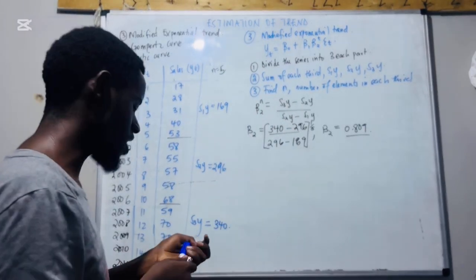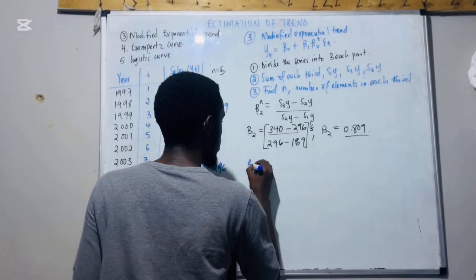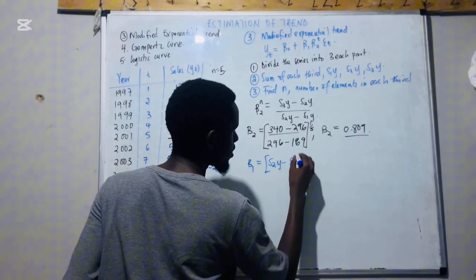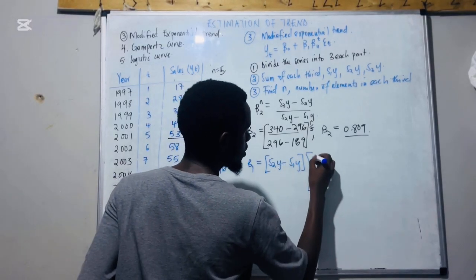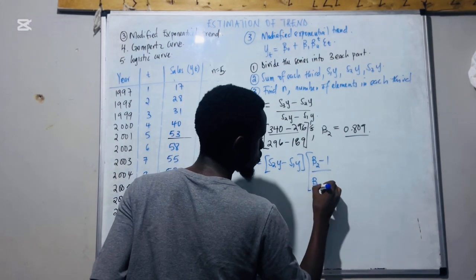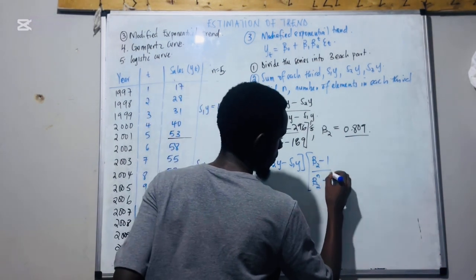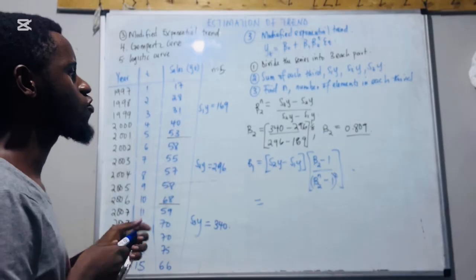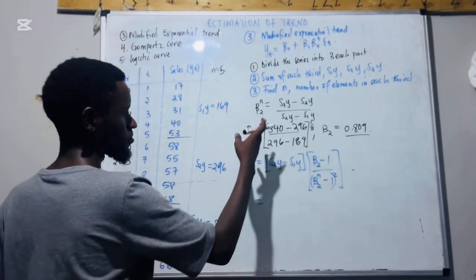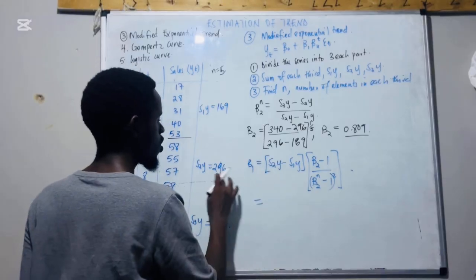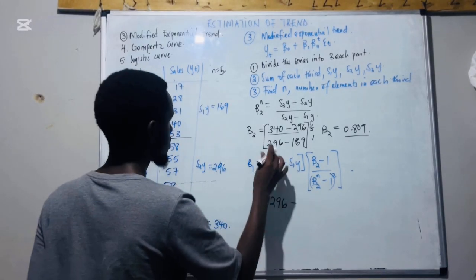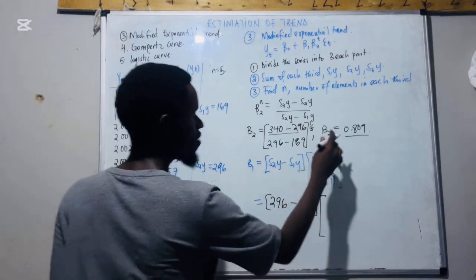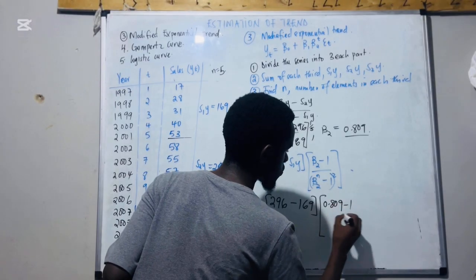Now to find beta 1, we just need to recall the formula: beta 1 equals S2y minus S1y, times beta 2 minus 1 over beta 2 power n minus 1, but everything here squared. Our task now is finding the answer. If we do substitution, we shall have S2y, 296 minus 169, and for beta 2 we have 0.809 minus 1.